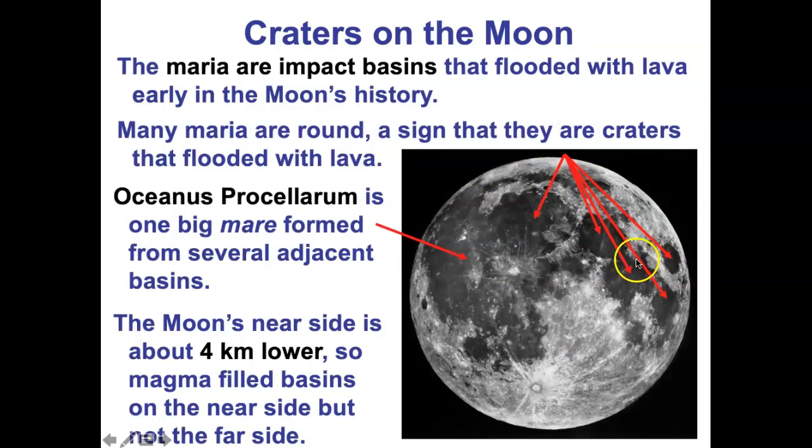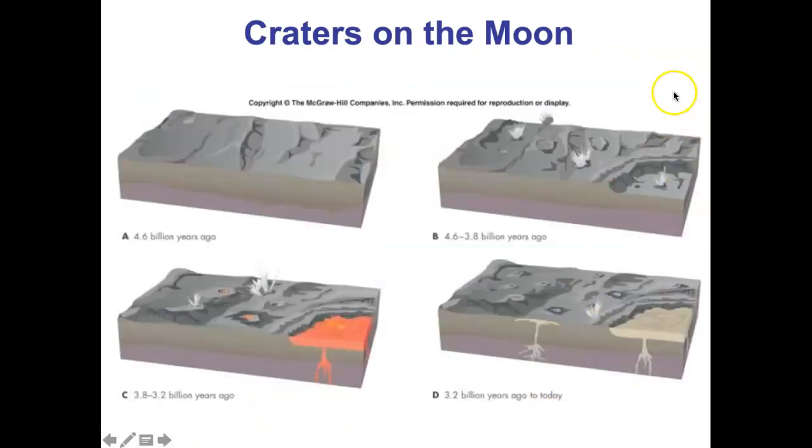Each of these mare used to be a huge crater. Right? Imagine a crater that size on the moon. It would be huge. What kind of impactor, what kind of rock makes a crater that big? A big damn rock.